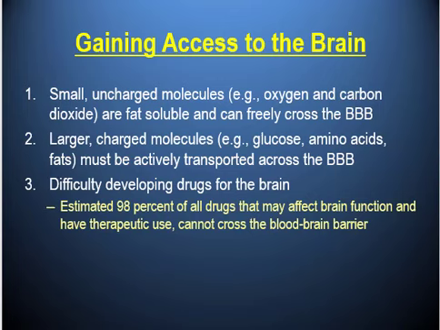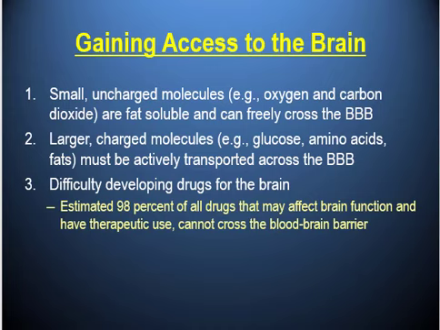Oxygen, carbon dioxide, those can flow across very, very easily. They are fat soluble. They can just kind of float across. Other things are actively transported across. So glucose, that's the main fuel for the neurons, amino acids and things like that, they are actively transported across the blood-brain barrier. But a lot of other things don't.